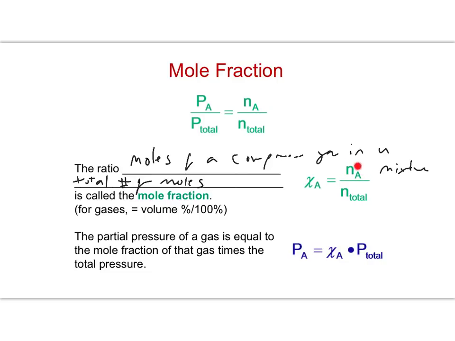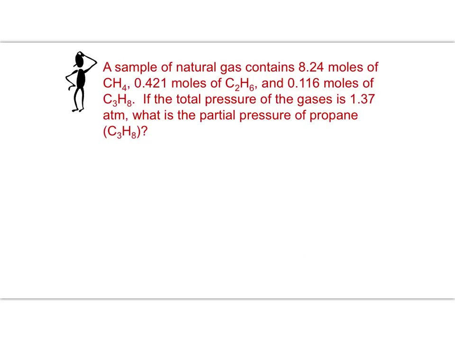Your component that you're interested in, the moles of it, divided by the sum of the total moles in the mixture, that will give you your mole fraction. You can use that term to multiply it by the total pressure to figure out your partial pressure. Application.